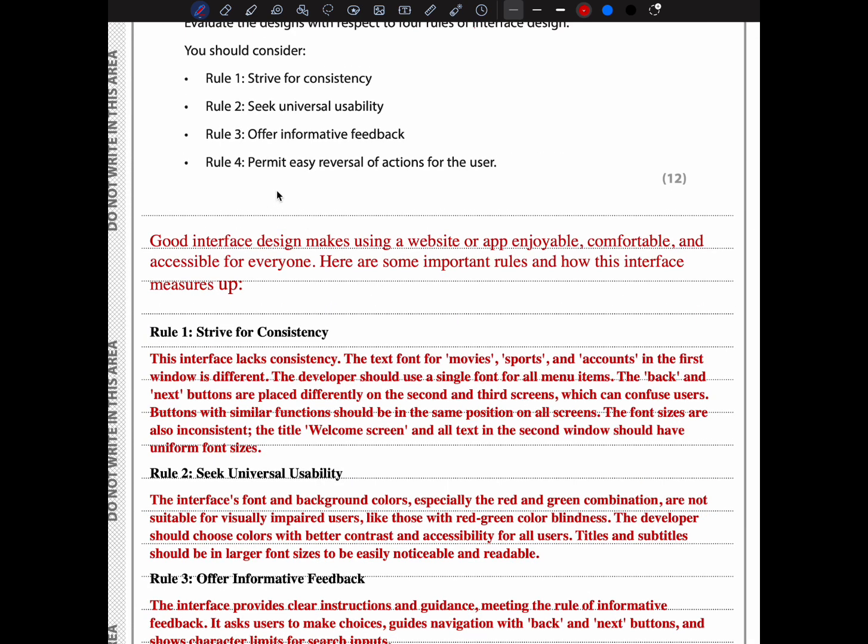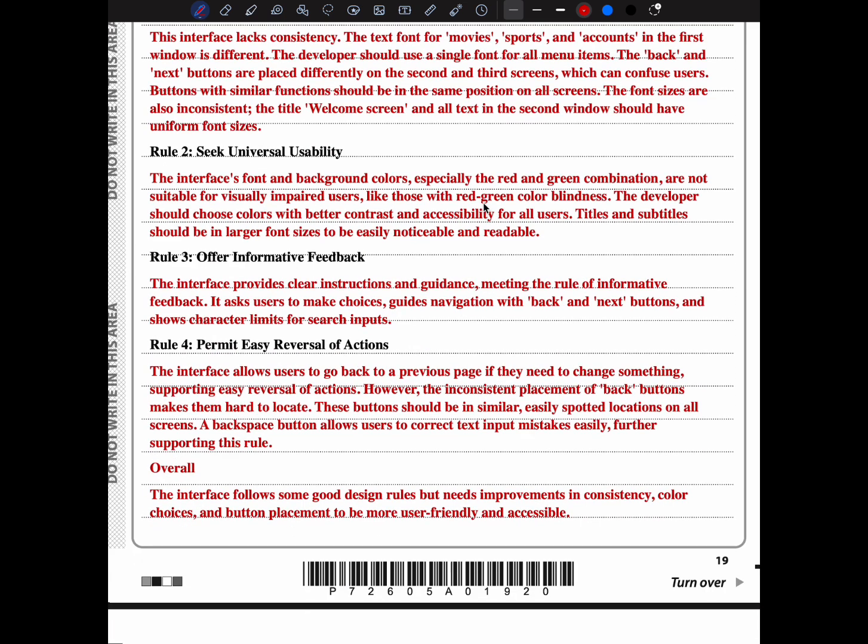Now it comes to permit easy reversal of action for the user. So what does it mean? Reversal means they can go back to the previous page, right? Do they provide this type of action? Obviously they provide a back button and next button. So the interface allows users to go back to a previous page if they need to change something, right? They have that option, supporting easy reversal of actions.